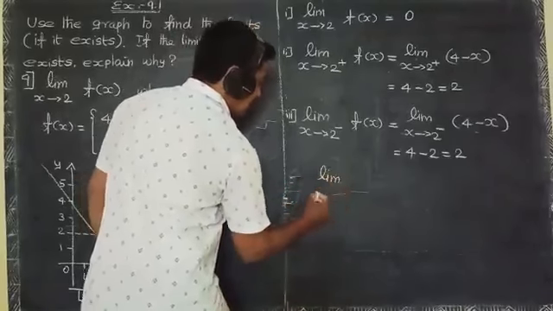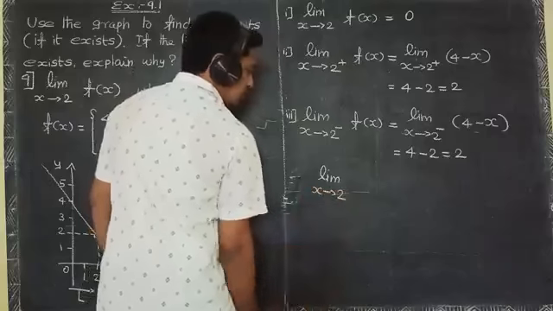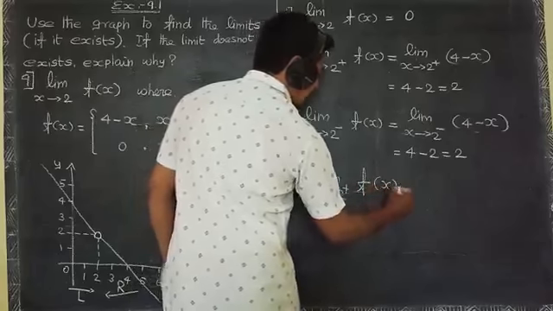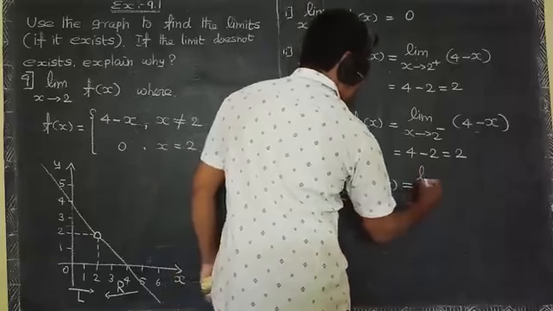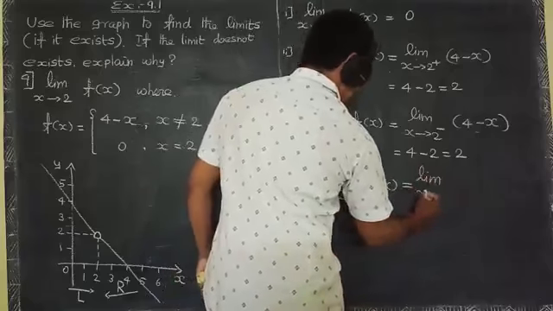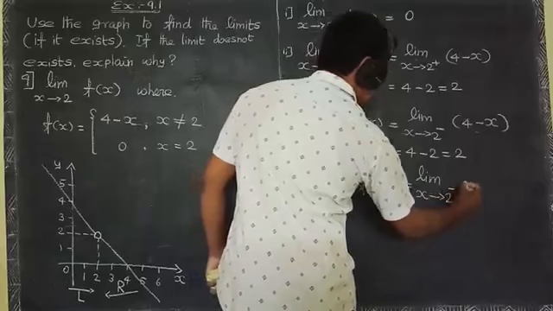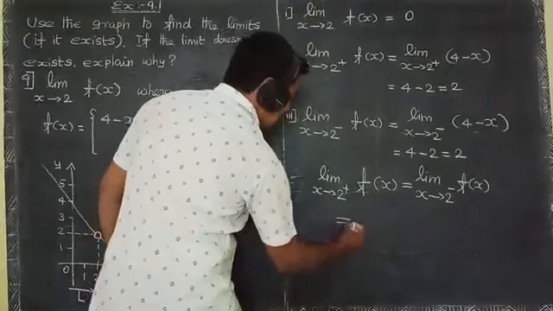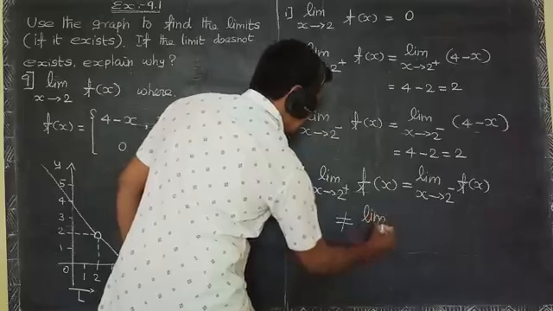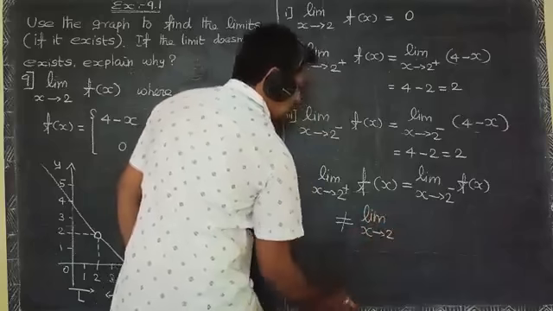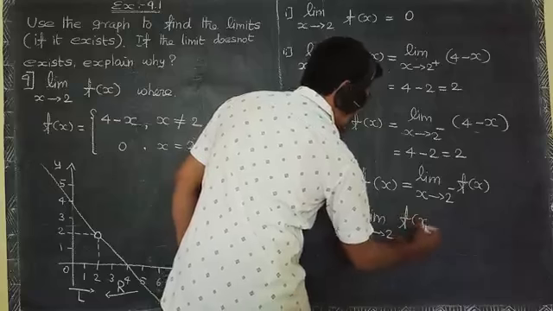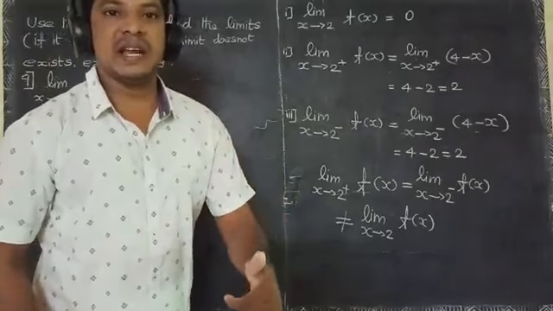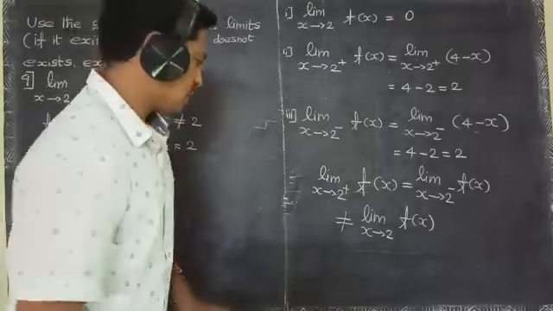Here limit x approaches 2 plus f of x is equal to limit x approaches 2 minus f of x. Both are equal but not equal to limit x tends to 2 f of x. It means the limit does not exist when x equal to 2.